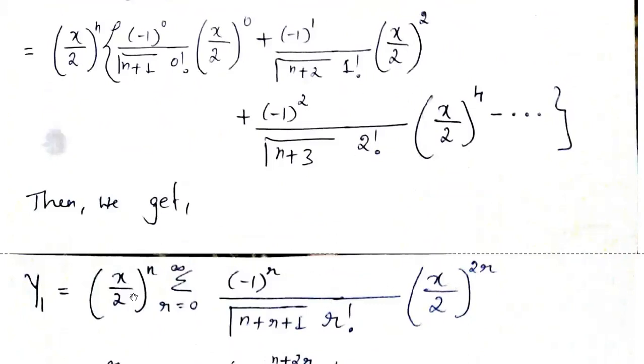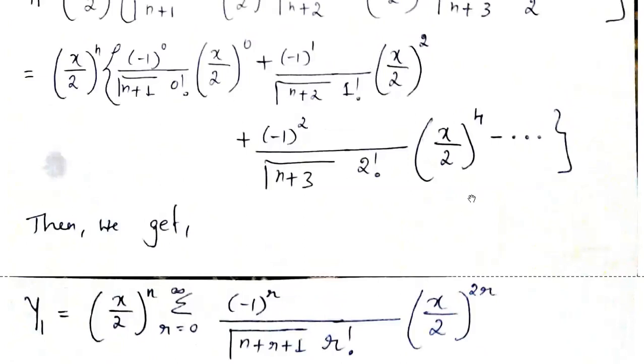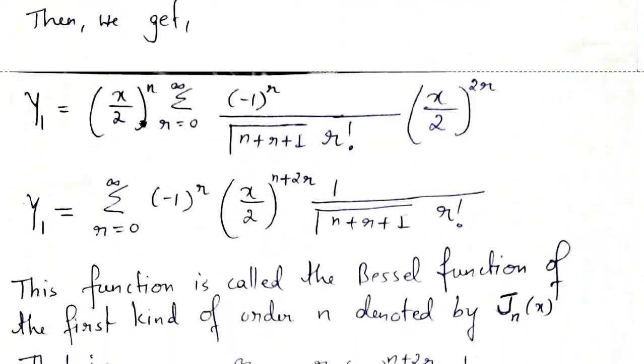So this x by 2 power n remains as it is, and the terms here will be called as summation r from 0 to infinity minus 1 to the power r divided by gamma of n plus r plus 1 into r factorial into x by 2 power 2r. You can verify your answer. These summations will be called as summation r from 0 to infinity minus 1 power r divided by gamma of n plus r plus 1 into r factorial into x by 2 power 2r.